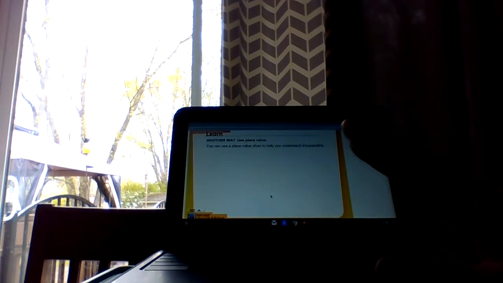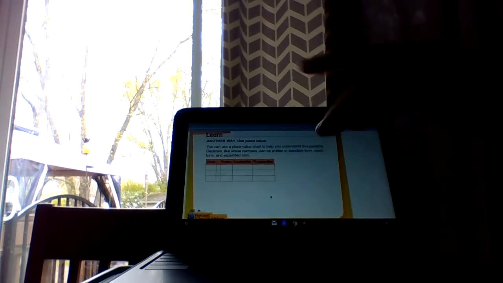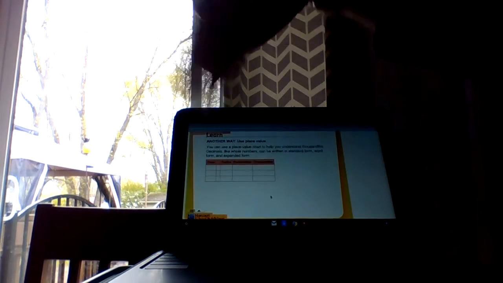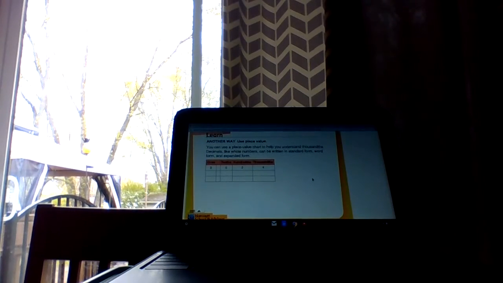Okay, let's look at the place value chart. That's my favorite because that's how we have to read these. So look, we know our ones place. That's to the left of the decimal. Then we have our tenths, hundredths, thousandths. We're going to read this like we'd read any number.